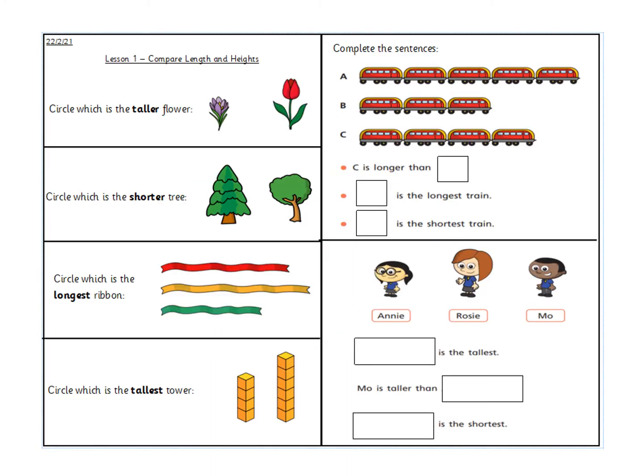Okay, so you've got a sheet here first with the length and the height, and then the mass and volume come next. So circle which is taller or shorter or longest. Then you've got to do some comparisons on the other side. So the first one, all you need to write is A, B or C. And the last question, obviously the names will go in the boxes to make the sentences correct.